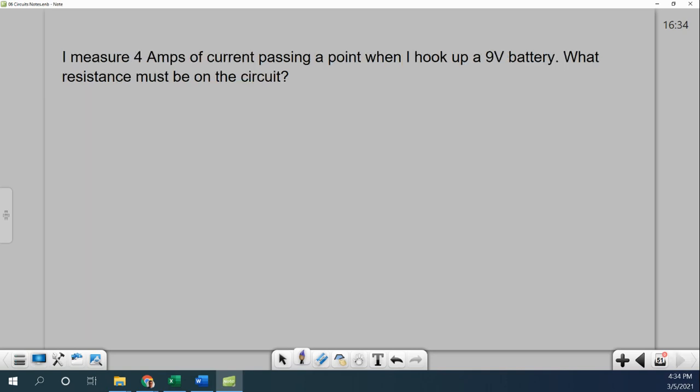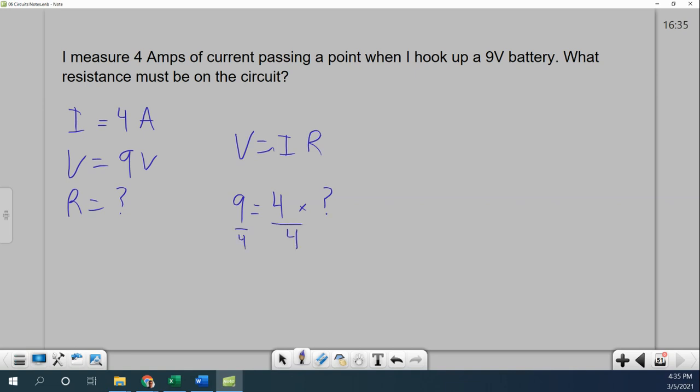All right, last one. I got 4 amps of current passing through a point. I hook up a 9 volt battery. What is the resistance on the circuit? Volts, I got 9 of them. Current is 4. I don't know resistance. You should be able to solve this one by now. Divide both sides by 4. It turns out 2.25. What are the units for resistance again? Ohms. That was an ugly ohms. I like drawing those too. Oh well. So that's Ohm's law. These are the mathematical relationships that determine how these things are related to each other and also what they are.